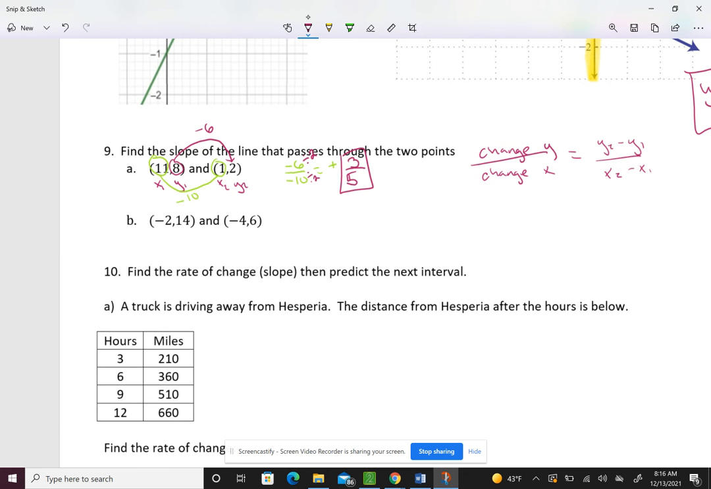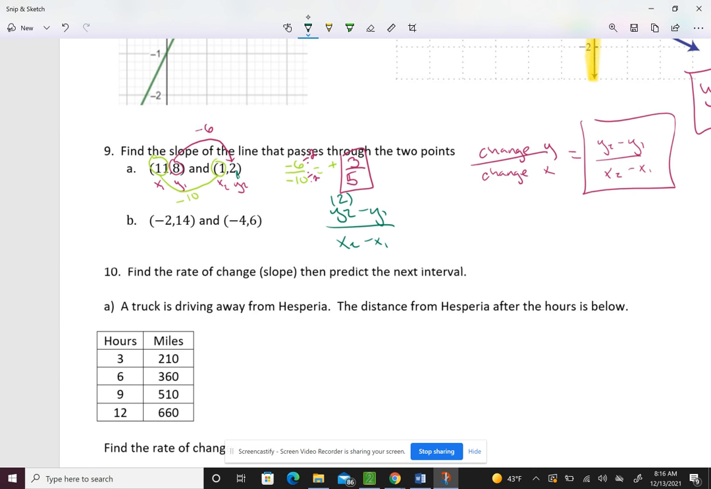The other way of doing it is using this formula. It's up to you, whatever you feel like you're capable with. Doesn't matter. So I'm going to use this formula. I'm going to start with y2. Y2 minus y1 over x2 minus x1. Y2 is just the second y, so that's 2.